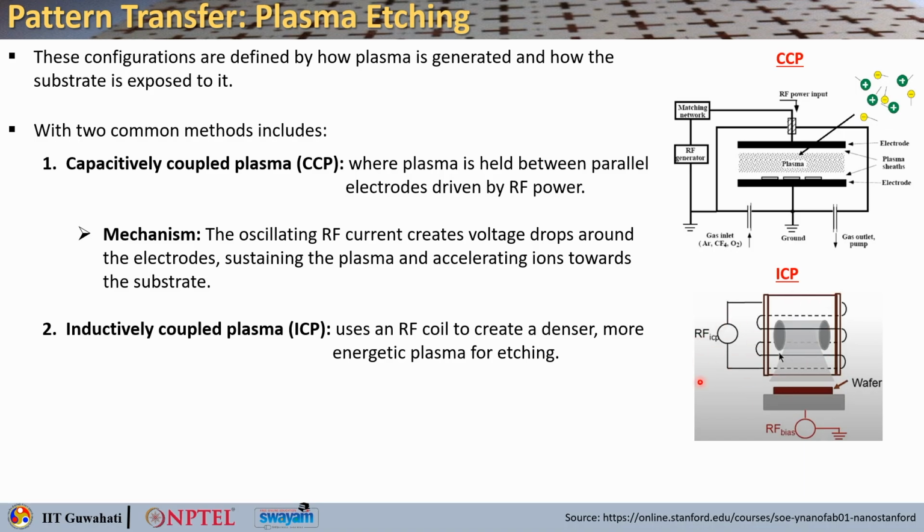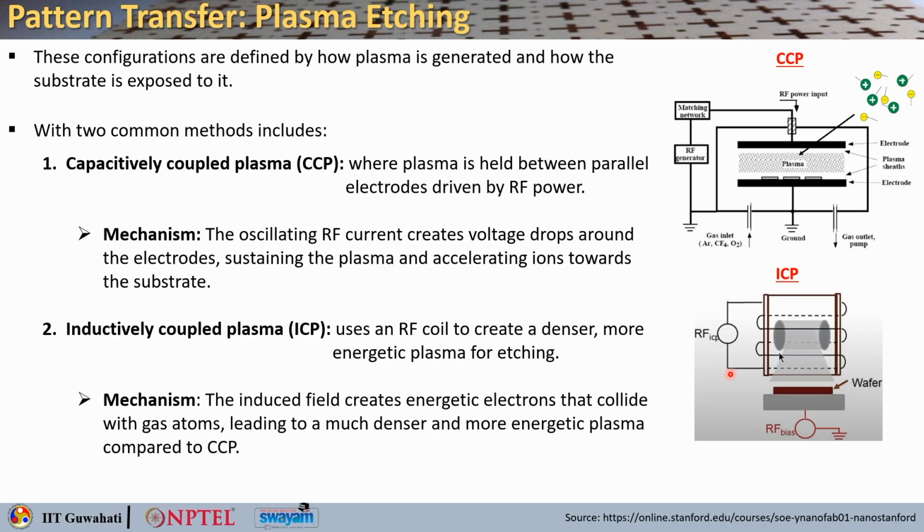Here you have an RF coil to create a denser and more energetic plasma that can be used for etching. The mechanism involves an induced field that creates energetic electrons that collide with gas atoms, leading to a much denser and more energetic plasma compared to capacitively coupled plasma.